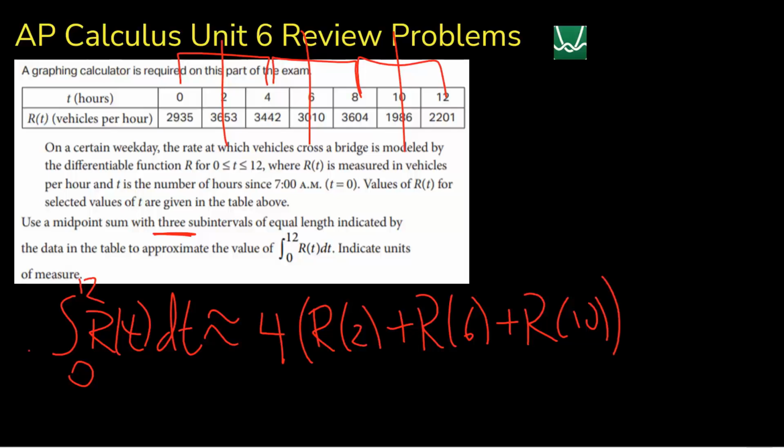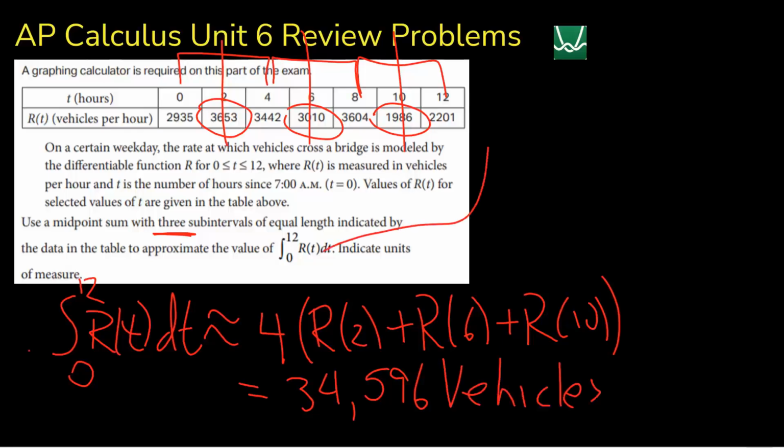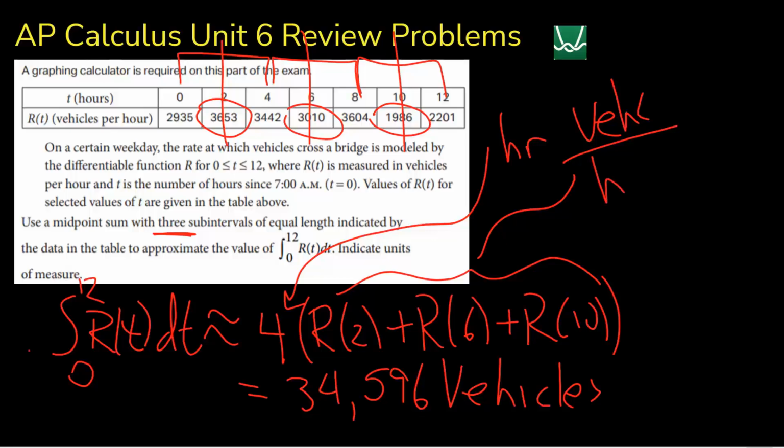Now there's no special tricks in Desmos for this one. You would just literally do 4 times the quantity 3653 plus 3010 plus 1986, and that's going to be 34,596. And the units on this would be vehicles, because the 4 right here is the change in time. That's the width of the interval, which is in hours. And then these r of 2, 6, and 10 are vehicles per hour. And when you multiply that out, the units come to vehicles.